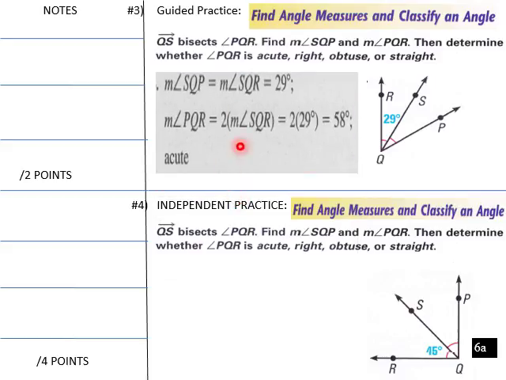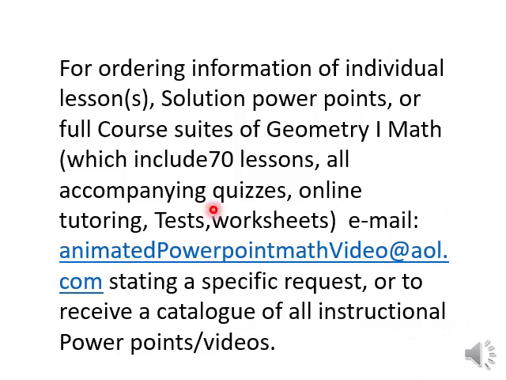Okay, so for this one, SQR is 29, and SQP is 29 too. So PQR is 2 times the measure of SQR, which is 58. And that makes it acute. Yes, it's underneath 90 degrees, between 0 and 90, so it would be acute. And then this one down here, am I going to be generous today?